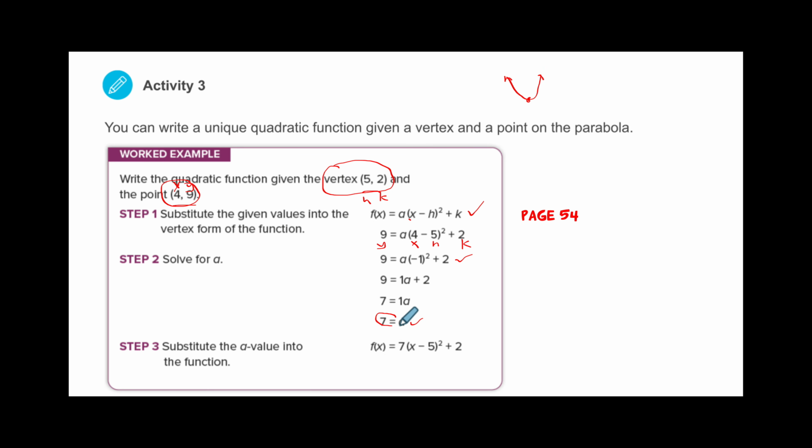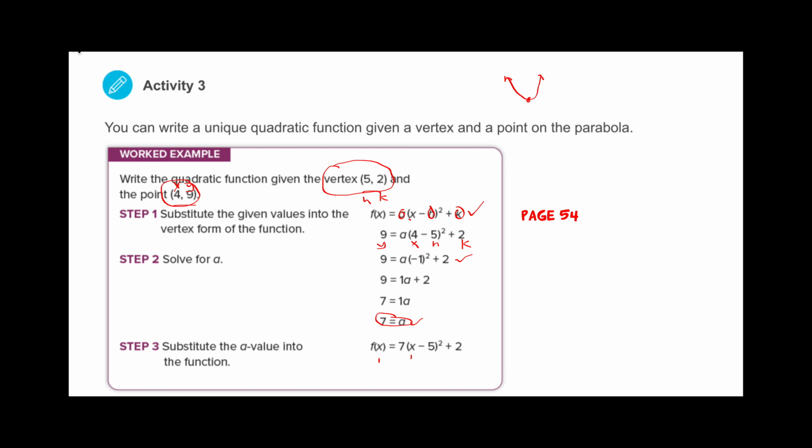And then once we have a, look at all the stuff we have. We have the vertex form. We can plug in h. We can plug in k, and we can plug in a. You want to leave the x and the y, though. So here's the x, and remember y is f of x. And that is the equation of the quadratic function that goes through the point 5, 2. It is a vertex. That's why we use vertex form. And the point 4, 9. Done. That is how they did it in their example.